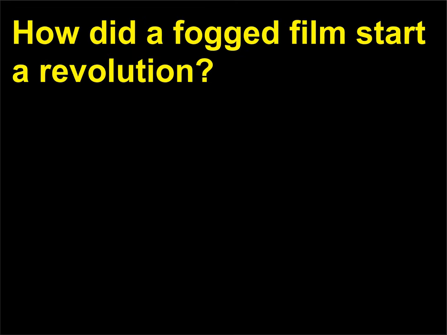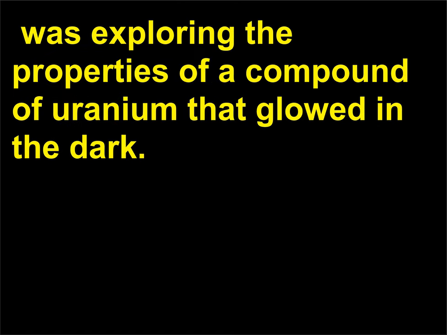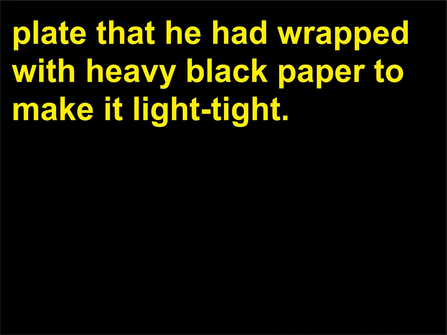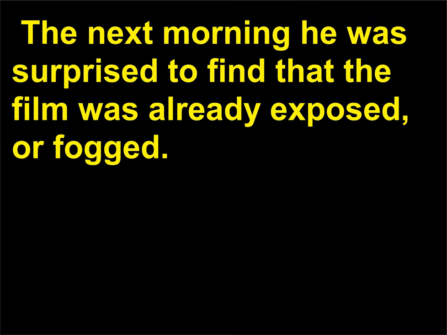How did a fogged film start a revolution? In 1896, the French physicist Henri Becquerel (1852-1908) was exploring the properties of a compound of uranium that glowed in the dark. He placed the compound in a dark drawer on top of a photographic plate that he had wrapped with heavy black paper to make it light-tight. The next morning he was surprised to find that the film was already exposed, or fogged.